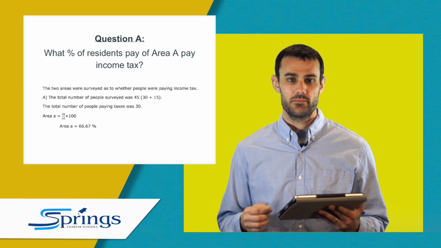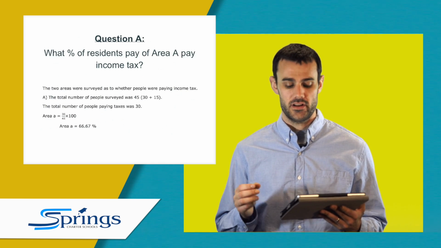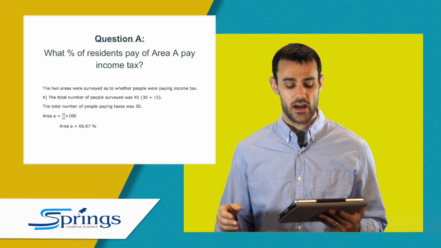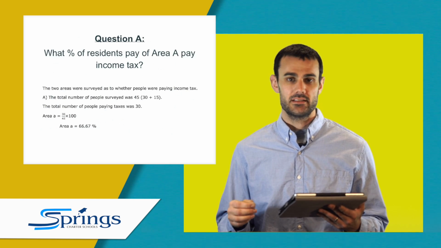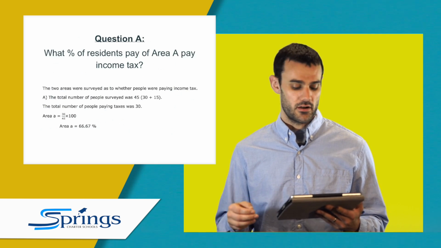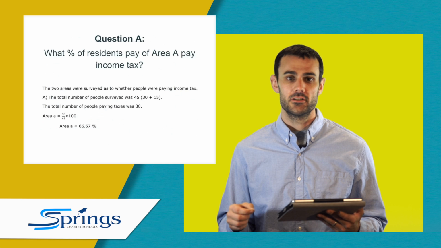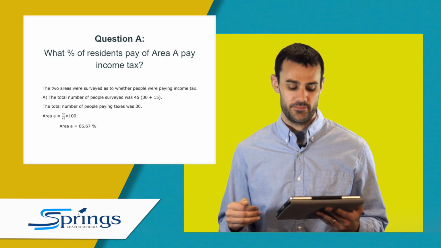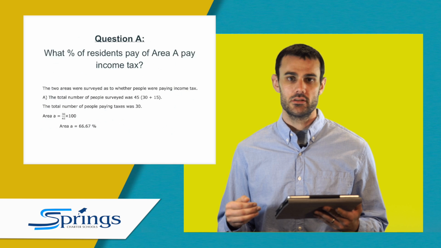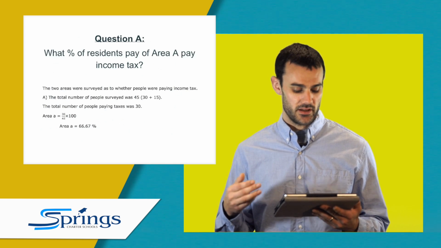So we have two different pieces we can pull from our data table. We know that there are a total of 45 people surveyed here. Some of them pay income tax and some of them don't, based on the survey we got. The number of people paying taxes was 30, so 30 is going to be our numerator on our fraction. And 45, the total number of people surveyed, goes on as the denominator of our fraction. We need to divide our fraction and then multiply by 100 in order to find a specific percentage for our question being asked.